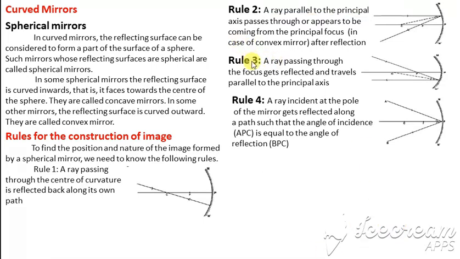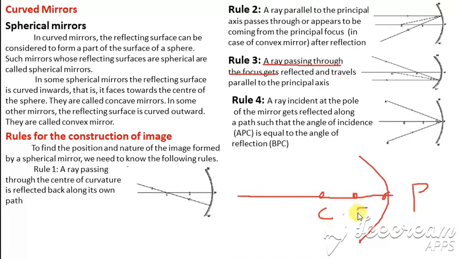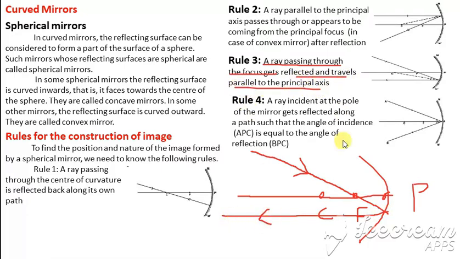Then the third rule is a ray passing through the focus. Okay, same way, consider this pole, center of curvature, this is the principal axis, and this is the focus. A ray passing through the focus, after reflection, moves parallel to the principal axis. So this is exactly the opposite of the second rule.